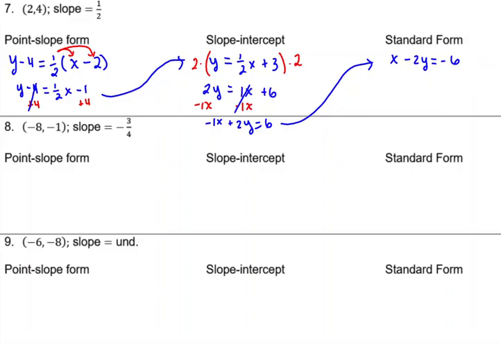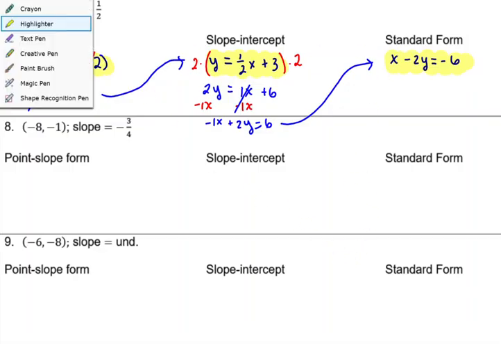Okay, so just to kind of highlight all of my answers, so here's my point slope form, here is my slope intercept form, and then here is my standard form. Okay, we can check in Desmos, but I think I'll just move on to the next one. Don't want this video to be too long.